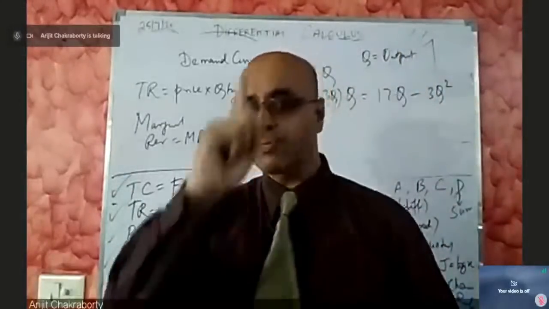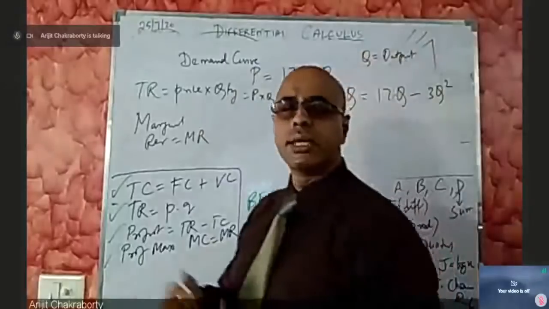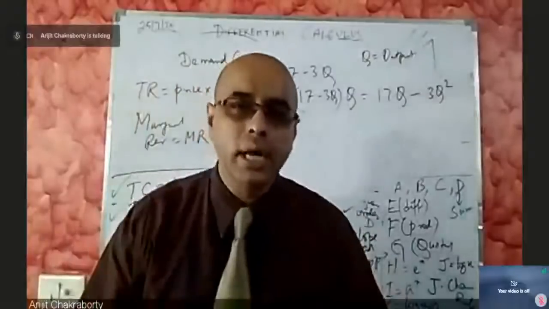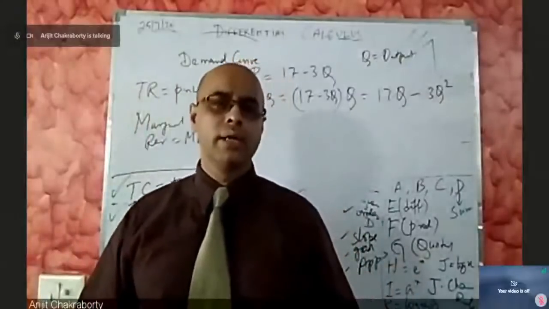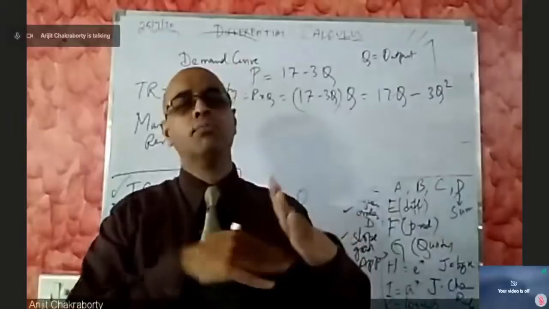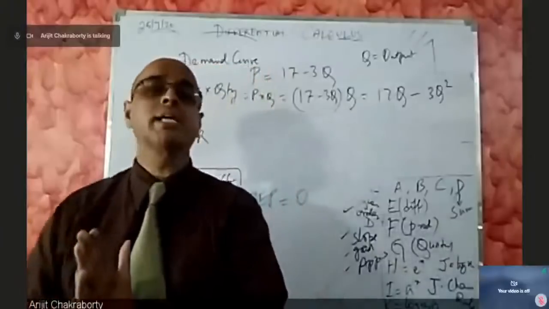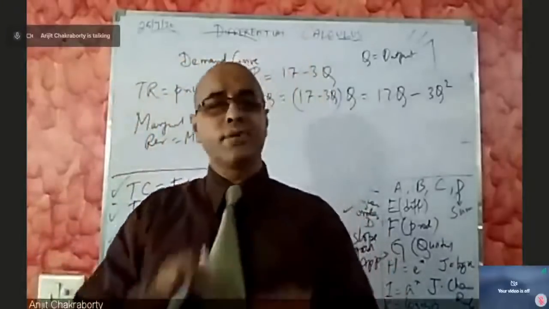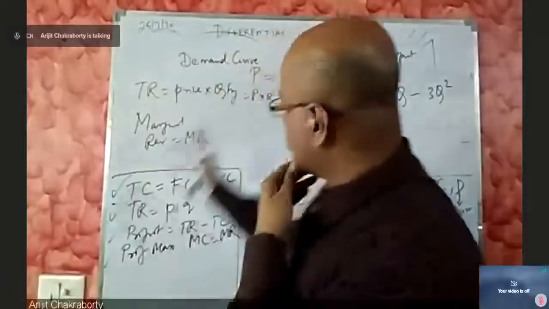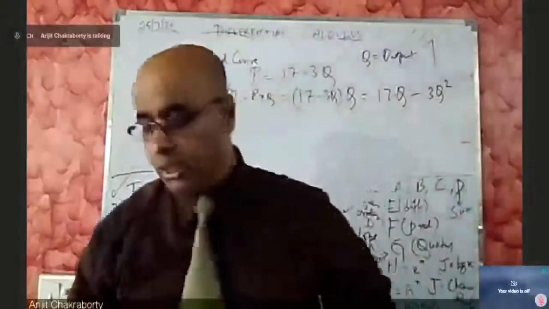And last but not the least is break-even point, BEP. Break-even point means no profit, no loss scenario. Once you cross the break-even point, you start earning net profit, because your revenue will be more than your cost, which means you make profit after you cross the break-even point. So break-even point can also be discussed as indifference point, no profit, no loss situation. So in this case, dear students, 17Q minus 3Q squared gives you the total revenue.